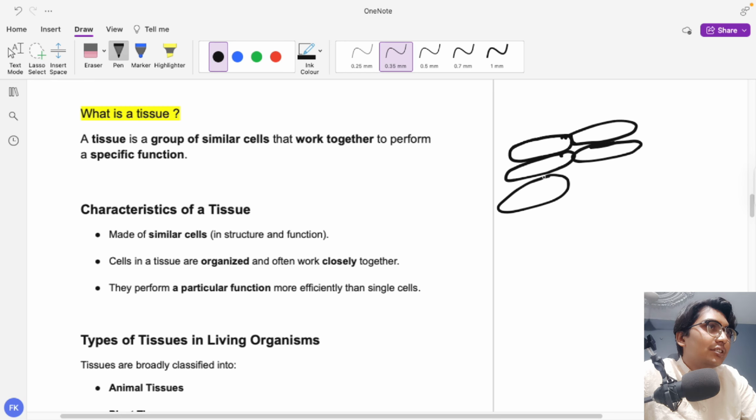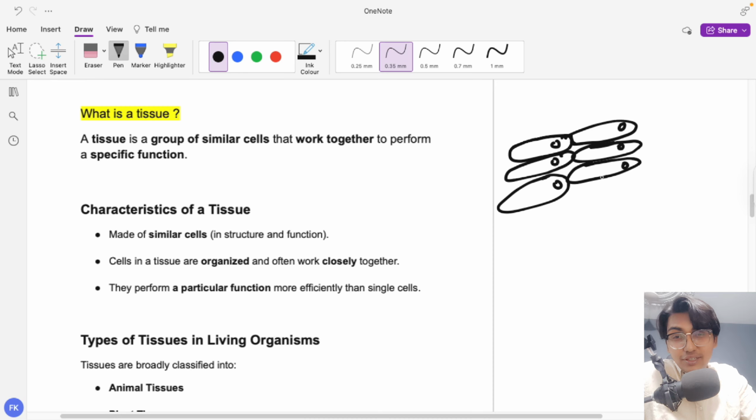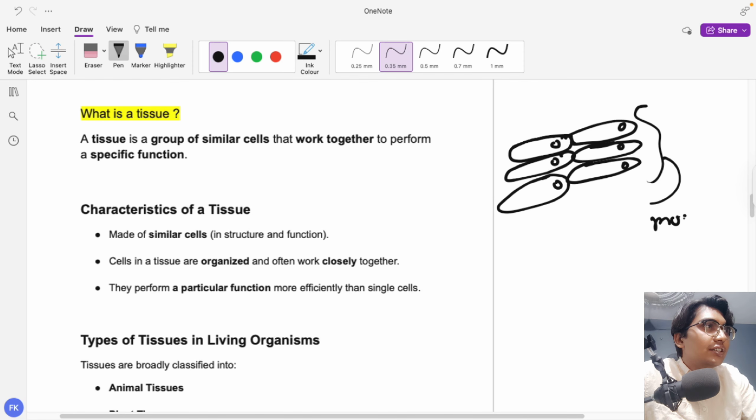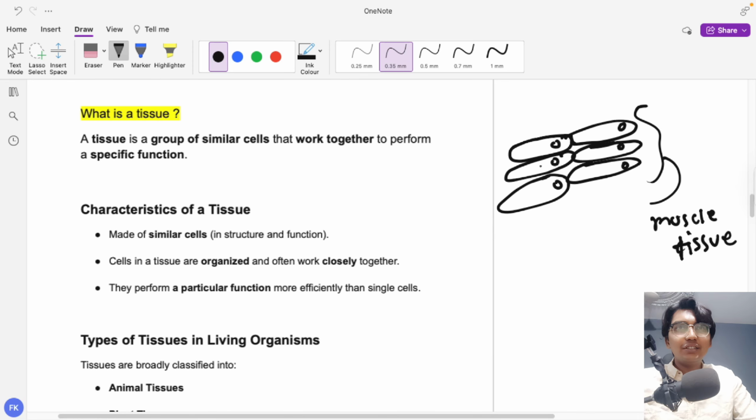This is a muscle cell. Nucleus, nucleus, nucleus, nucleus, nucleus, nucleus. So, this is the muscle cell, muscle tissue, okay? A group of similar cells that work together to perform a specific function. You can see this group of muscle cells work together for a specific function.